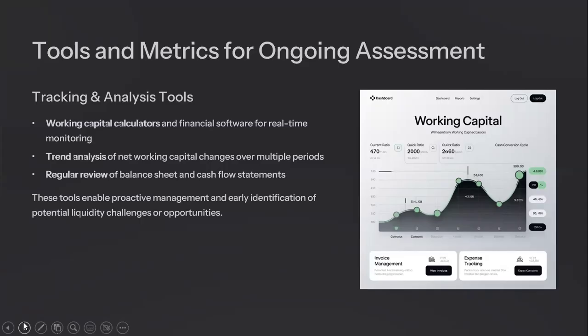Then I can apply tools like ratio analysis, fund flow management, and others so that my working capital is optimum and I'm benefited.